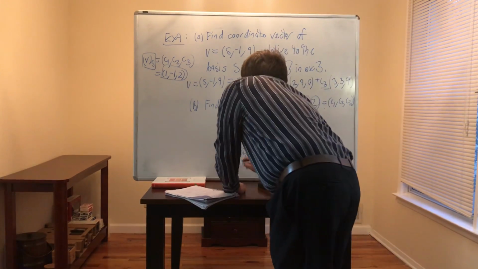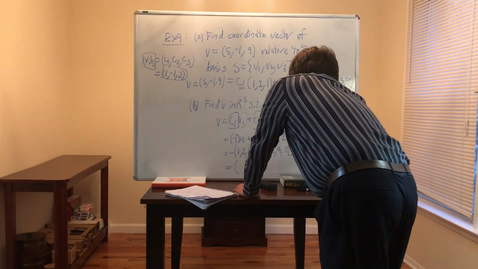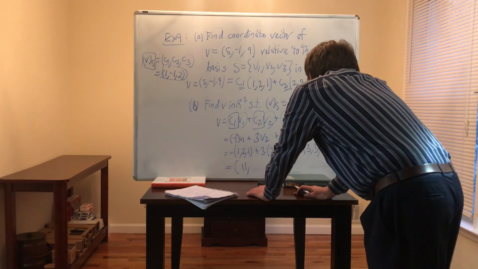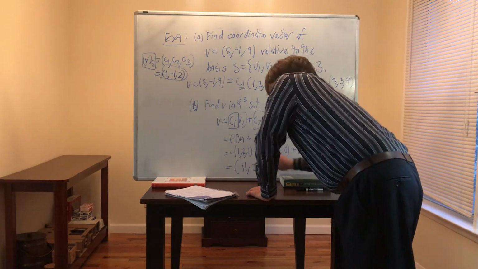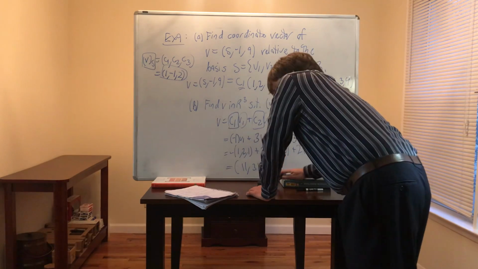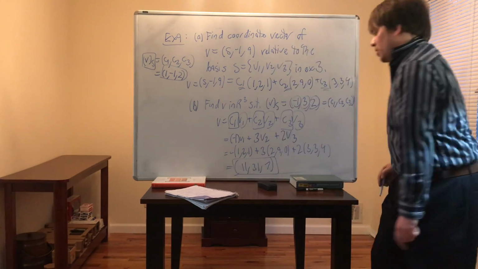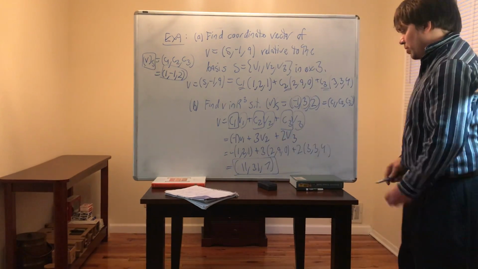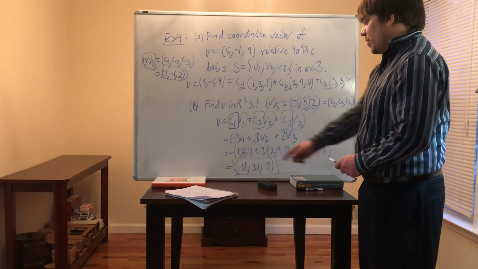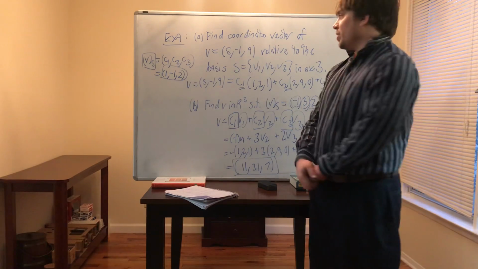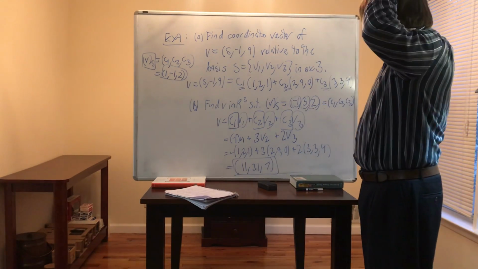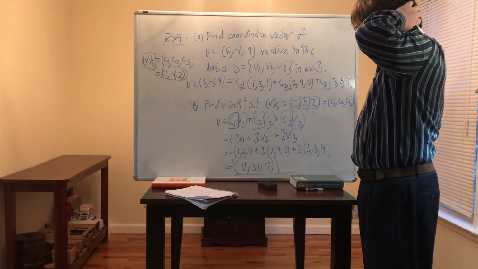And so now this is equal to -1 times that vector, plus 3 times that vector, plus 2 times that vector. You get V is equal to (11, 31, 7). And so that's the vector V with those coordinates relative to that basis S. Okay, so that's example 9, parts A and B.